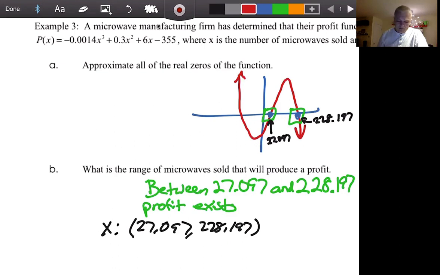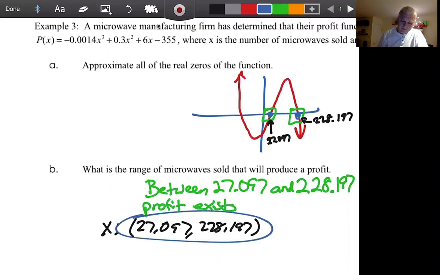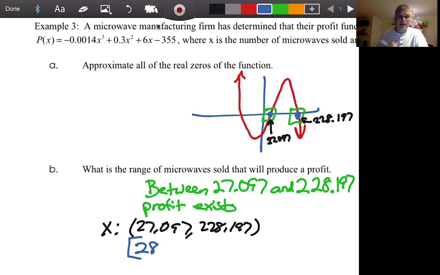So if we want a whole number, okay, let's look at 27. When we sell 27 microwaves, do we make a profit? Well, no, 27 is to the left of that intercept. So actually that's a loss. So 27 is not going to be in this interval, okay? 27 does not lie between 27.097 and 228.197. So the next greatest amount we could put in there would be 28, okay? 28 microwaves give us a profit. So because it actually gives us a profit, I'm going to put a bracket on it because it is part of your solution set.